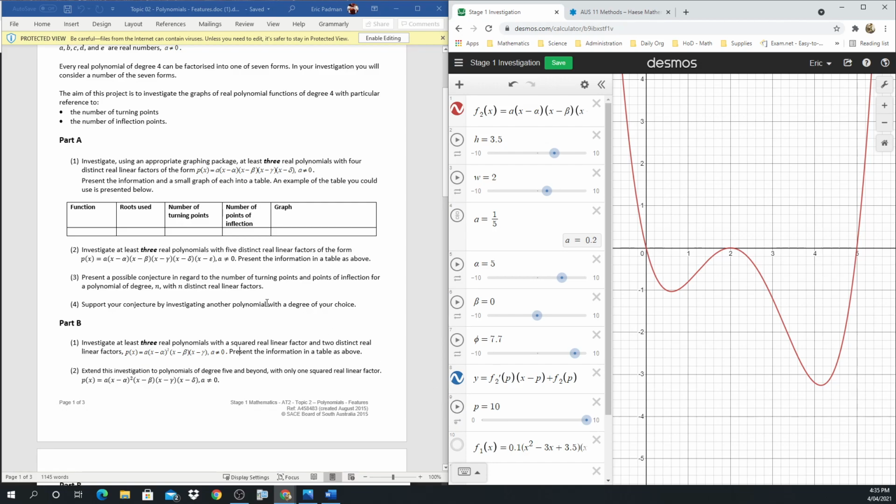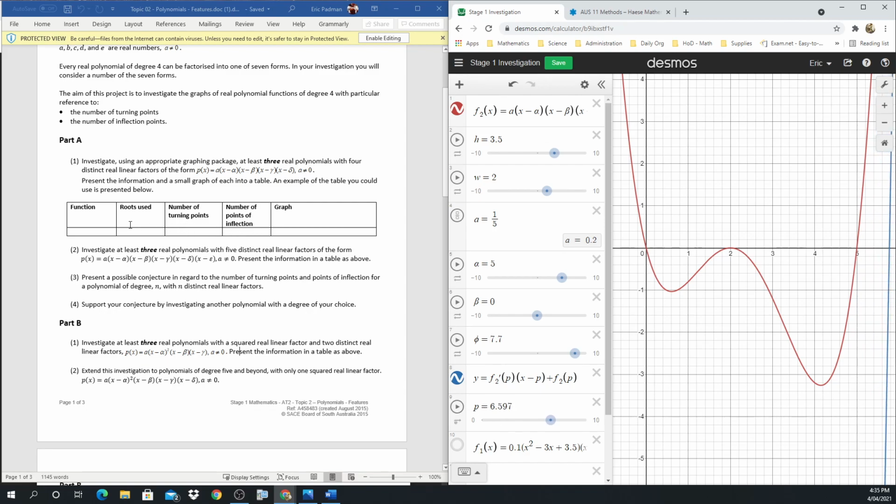Now, so we had 3. So we have order 4, degree 4 polynomial, 3 turning points. Let's count the number of inflections. 1 turn, 2 turns. Okay. All right. So actually you get the same results as before.